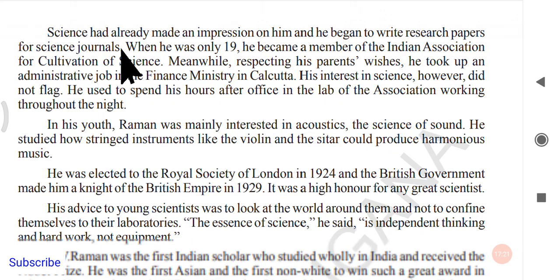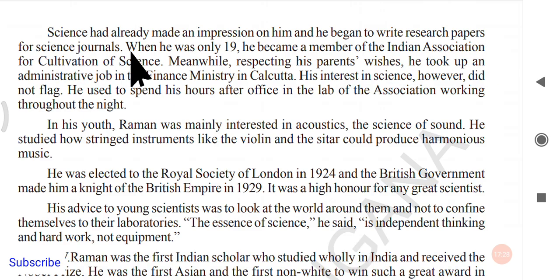So science had already made an impression on him, and he began to write research papers for science journals. He was very much interested in science, and he started writing science journals. It is not even possible for social science researchers and others to write journals, but in those days, C.V. Raman started to write journals directly, very, very talented. When he was only 19, he became a member of the Indian Association for Cultivation of Science.